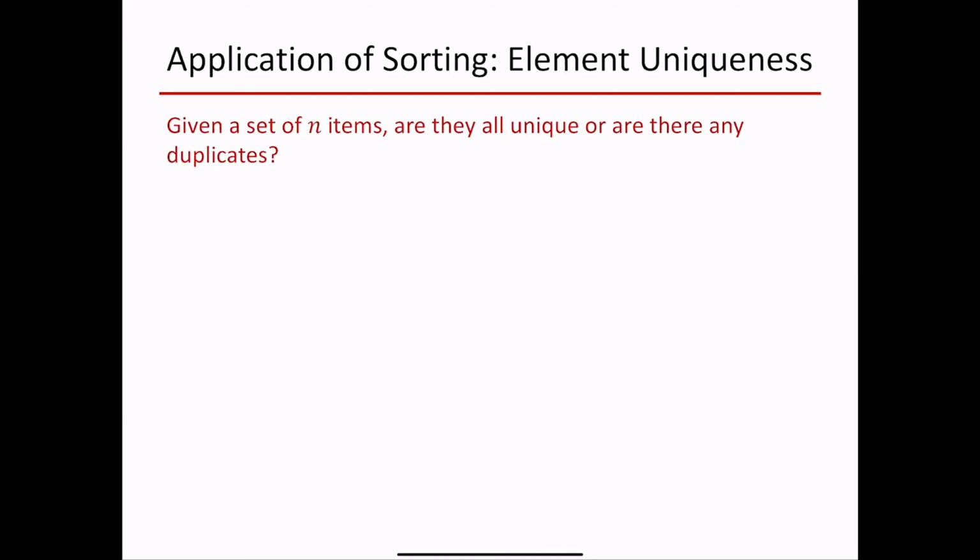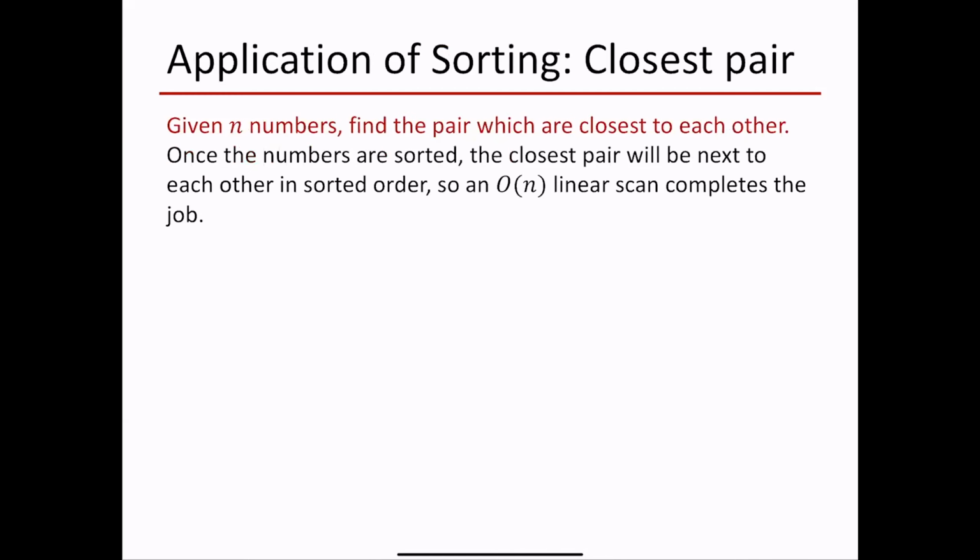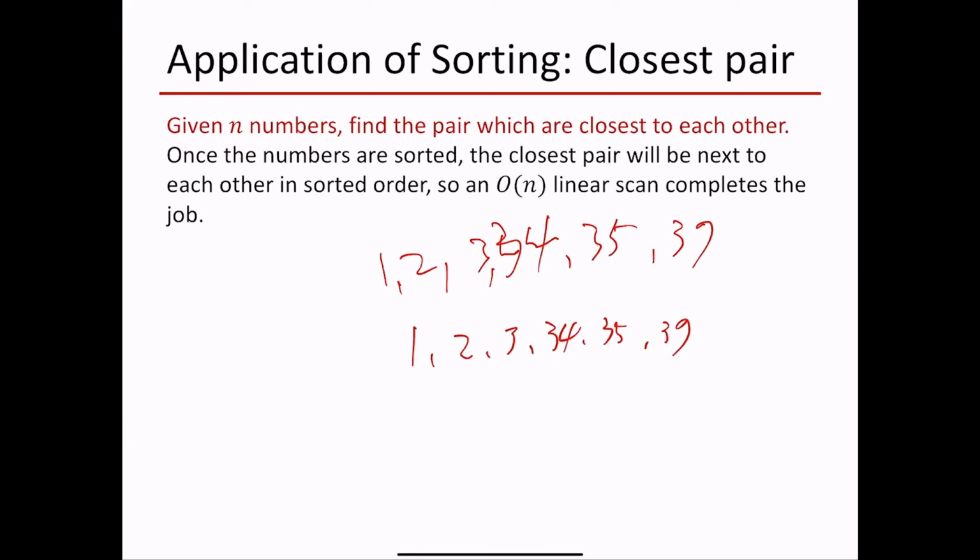Professor, can I ask you a question about the previous question? What if the numbers are 1, 2, 3, 34, 35, 37, something like that? Okay, then you are sorting 3, 34, 35, 37. Closest pair: this one and this one. But isn't 34 and 35 the closest pair?